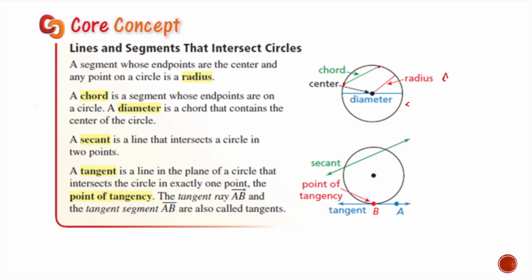A chord is right here. It does not go through the center of the circle, because if it went through the center, it would be called the diameter. Now a secant line is similar to a chord, however, it is not a segment, but a line, and it will go on forever. Again, this cannot go through the center, because if it did, it would be considered the diameter, or part of the radius.